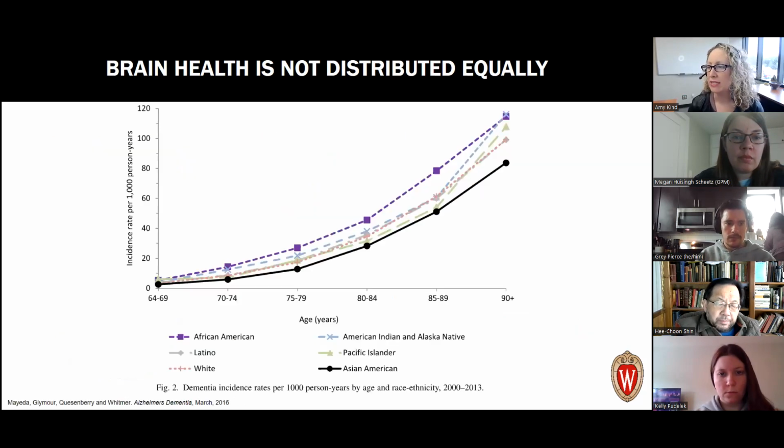Additionally, we can look at data from the United States. This is data from the Kaiser Permanente system published by Mayeda and colleagues that show individuals who self-identify as African American or American Indian and Alaska Native have a much higher dementia incidence rate over the course of their lifetime as compared to other racial and ethnic groups.